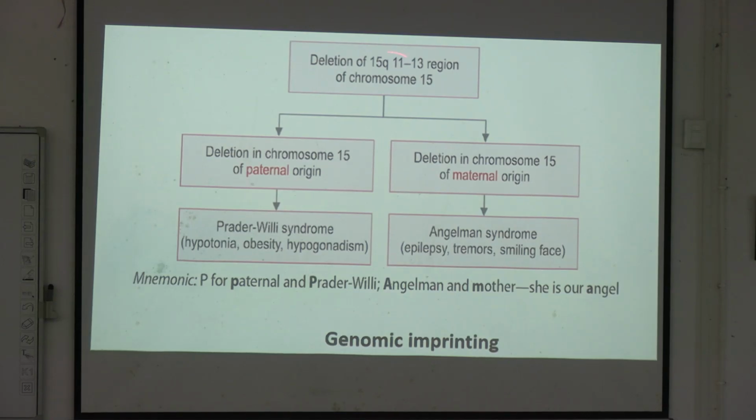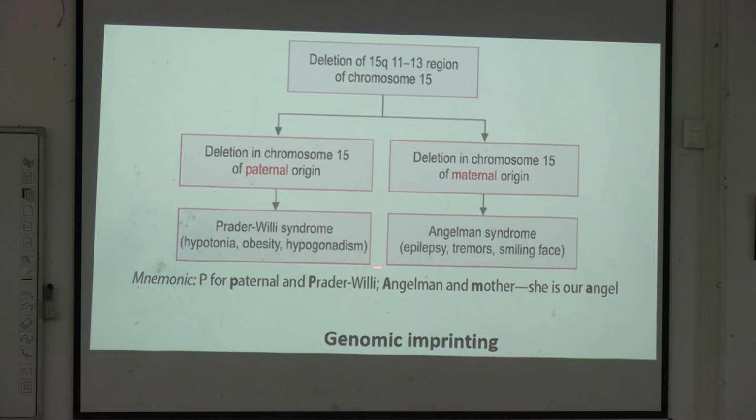So here is genomic imprinting, deletion of the 15q11 to 13 region of chromosome 15. Deletion in chromosome 15 of paternal origin will lead to Prader-Willi syndrome, and these will be the symptoms: hypotonia, obesity, hypogonadism. And deletion in chromosome 15 of maternal origin will lead to Angelman syndrome, and there will be epilepsy, tremors, a smiling face, like this. So you can remember like this: paternal, Prader-Willi; Angelman's, deletion from the maternal chromosome.